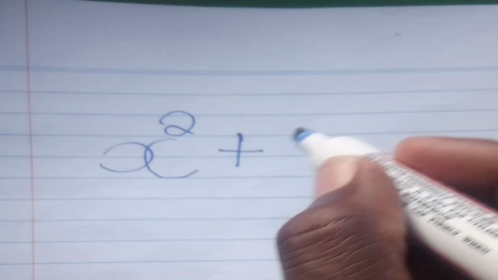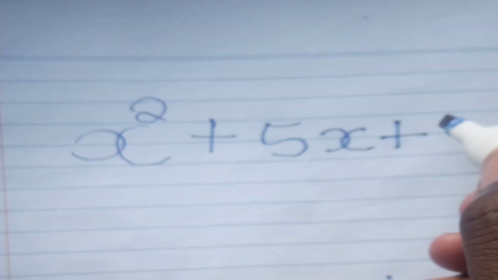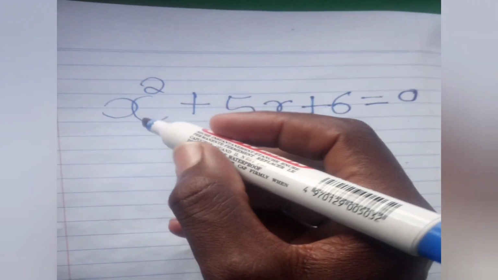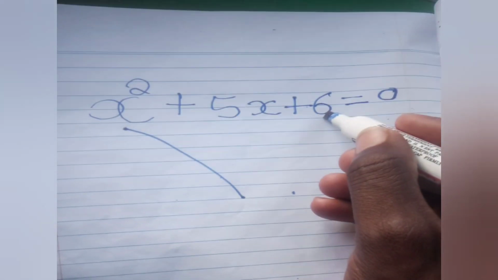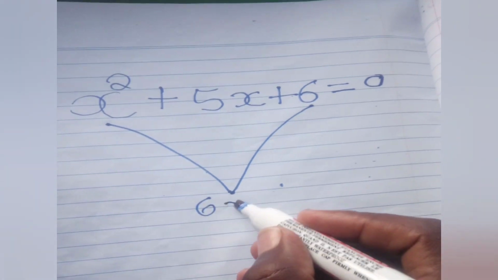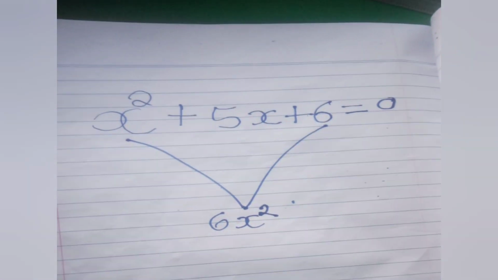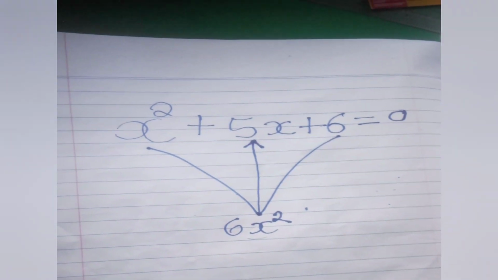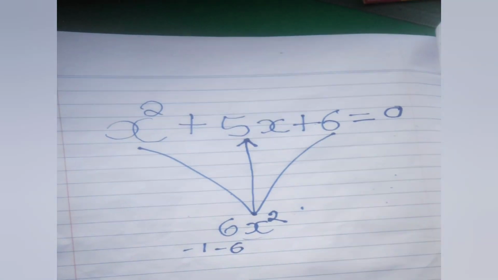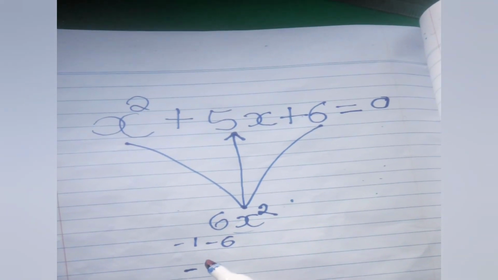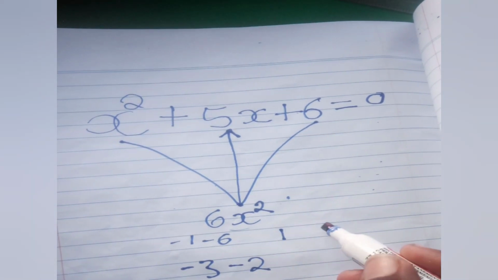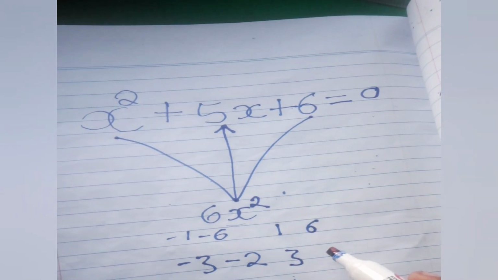x squared plus 5x plus 6 is equal to 0. We get the first part multiplied by the last part to come up with a new part here, 6x squared. Then find the factors of this 6x squared which can sum up to 5x. Factors of 6x squared, we've got -1 and -6, -3 and -2, 1 and 6, 3 and 2.